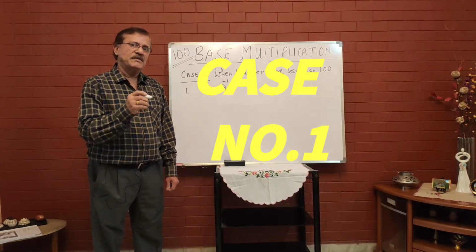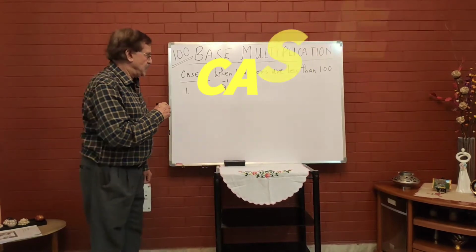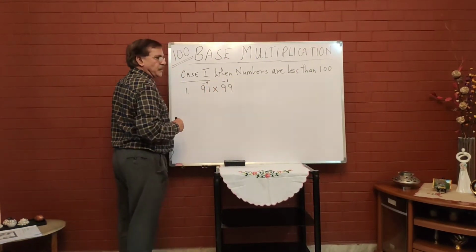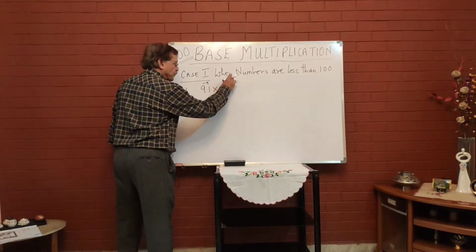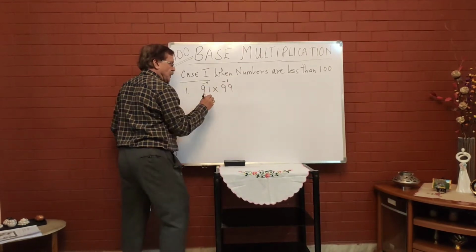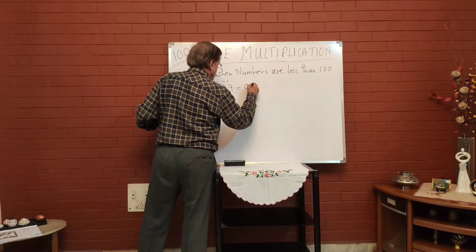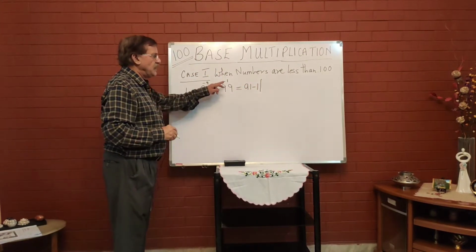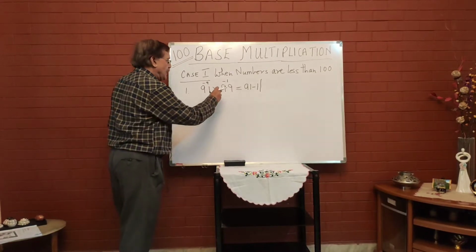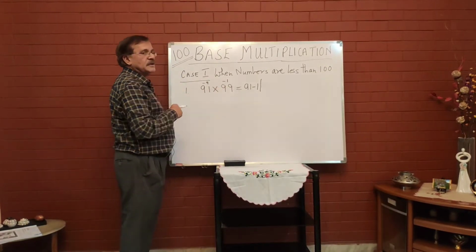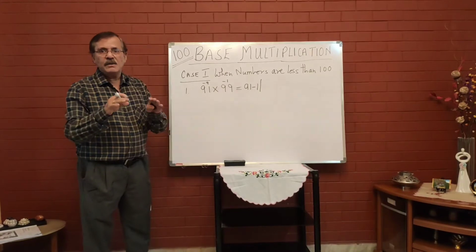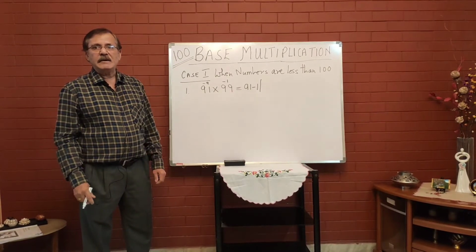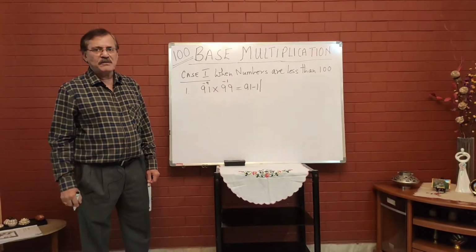Now let us see the first part of the answer. 91 minus 1, crisscross. 91 minus 1. This is the first part. 91 minus 1 is 90, and 99 minus 9 is 90. Either way you subtract, you get the same number, 90. So 90 is the first part of the answer.